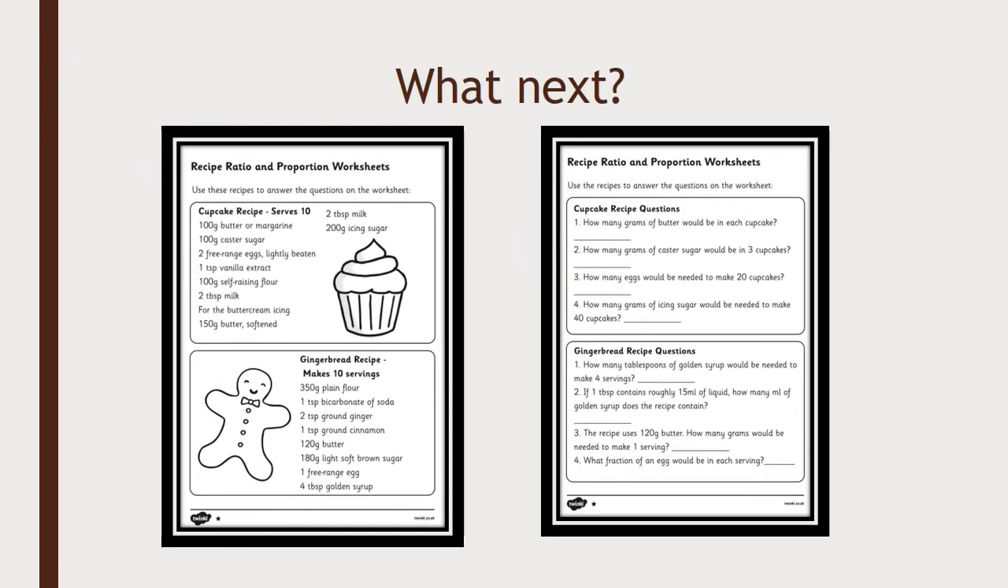And the worksheet that was emailed to you this morning is all about recipe, ratio, and proportion worksheets. So you'll see there's a recipe that is shown to you for making cupcakes and one for making a gingerbread. And then you need to answer the questions using the information shown on the worksheet. So how many grams of butter would be in each cupcake, so you're looking at proportions as well as looking at ratio as well. There are 3 different levels there, so levels 1, 2 and 3. Choose the level which best suits you and where you feel most comfortable.